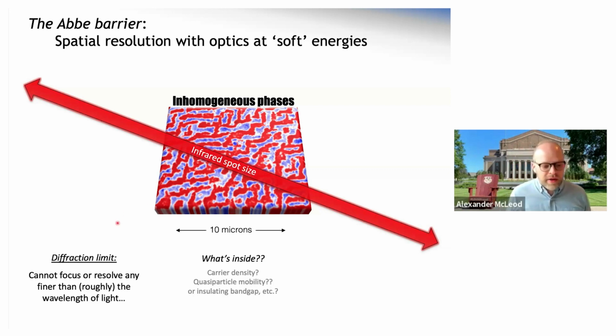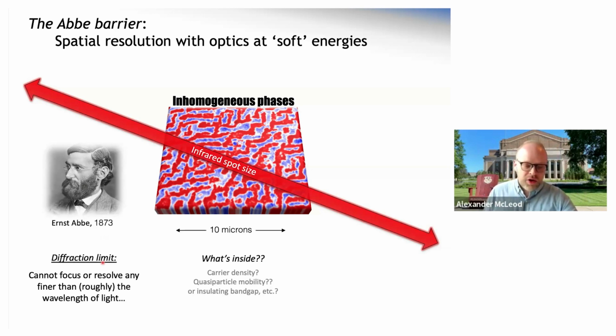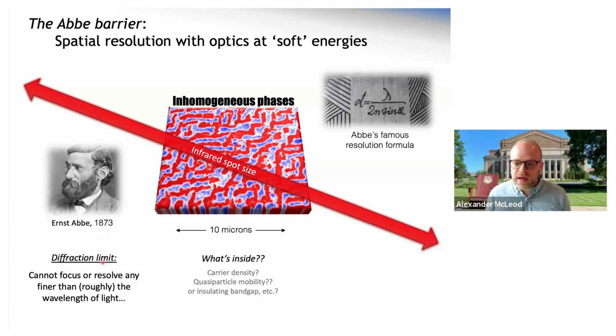And what we're talking about here then is the diffraction limit. Okay, so we can't focus or resolve any finer than the wavelength of light. And those of us who have studied optics know who to blame. It's Ernst Abbe, who I should say discovered this phenomenon back in 1873, and it's inscribed at a memorial to him at University of Vienna. This famous formula of his, Abbe's resolution formula.